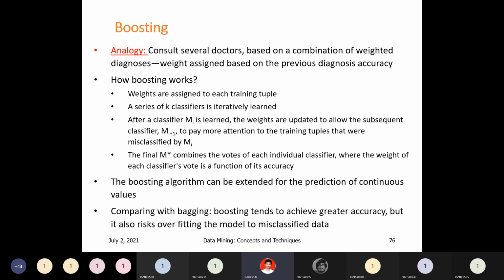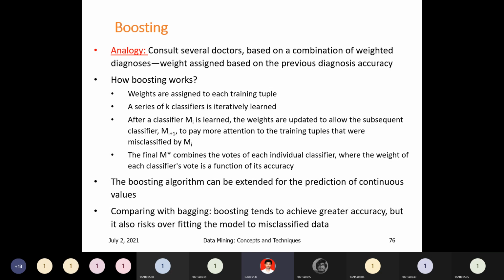Here also, boosting is nothing but taking some sample and creating a model. That model's knowledge you apply in creating model 2. The knowledge from M1 and M2 you can apply in creating model 3, like that. Consult several doctors based on a combination of weighted diagnoses. You will put some weight on each and every diagnosis. Doctor 1, you will analyze that and give some weight.